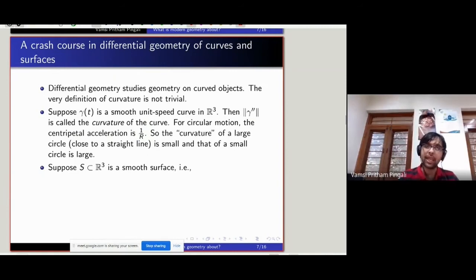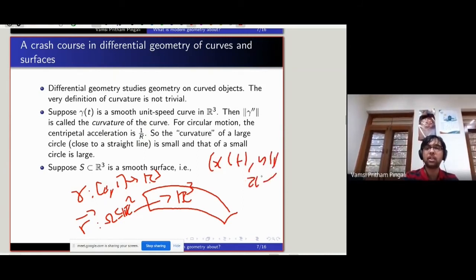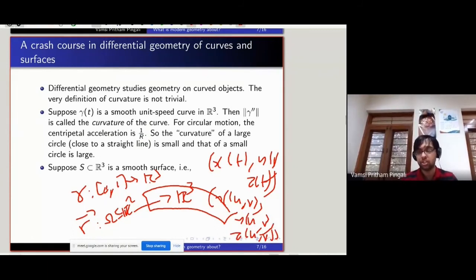Now suppose S in R^3 is a smooth surface. What is a surface? A curve is a map from [0, 1] to R^3. A surface is a map from an open set in R^2 to R^3. Basically, for a curve, x, y, and z are functions of one parameter, namely time. For a surface, they're functions of 2 parameters, u and v. For the Earth, for example, you can use latitude and longitude.